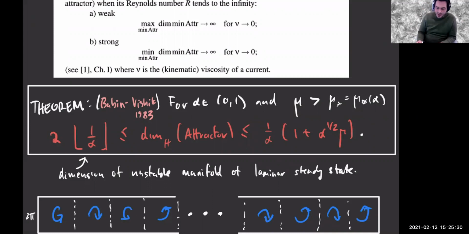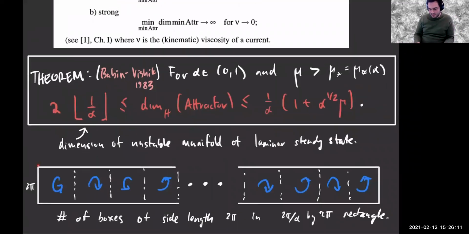And therefore, if you have a bound on the dimension of the unstable manifold of some unstable steady state, that provides a lower bound to the dimension of the global attractor. And therefore, it provides a lower bound to the dimension of some minimal attractor. So it would correspond to the weak form of the Kolmogorov conjecture. And in this bound, you'll recognize the integer part of 1 over alpha here, because it's the same thing that came up in Yudovich's argument.